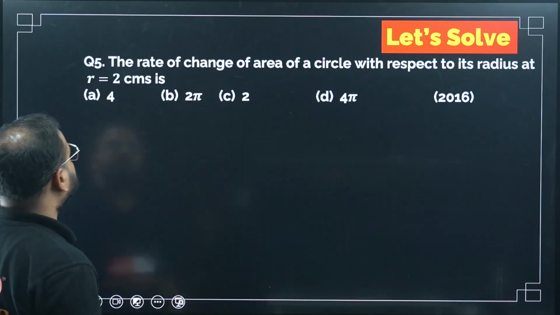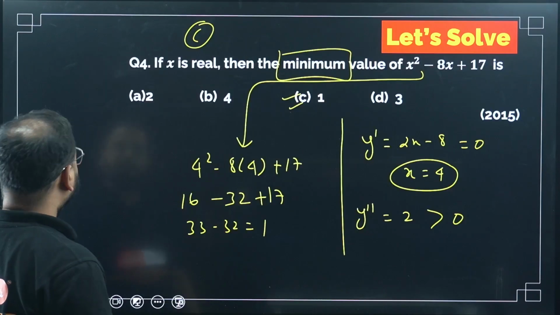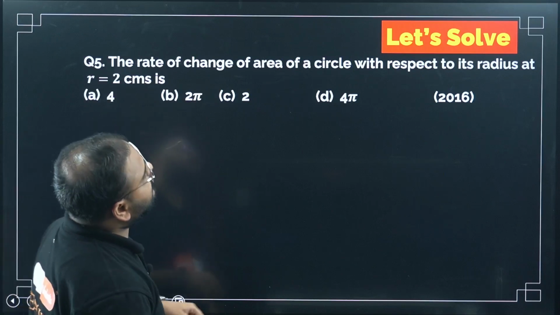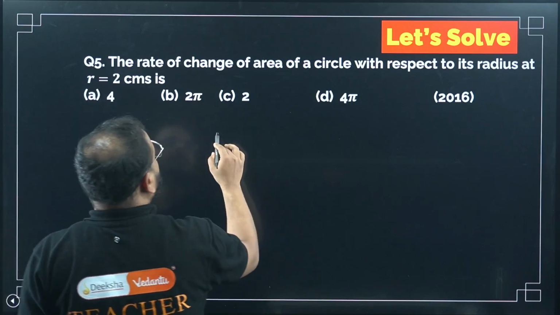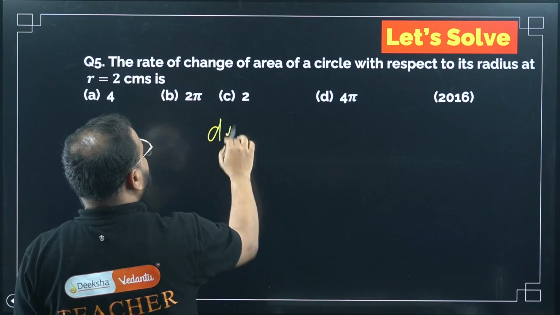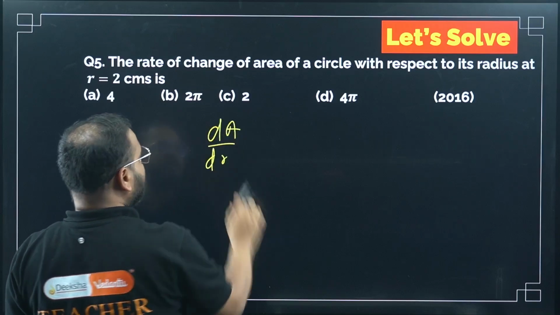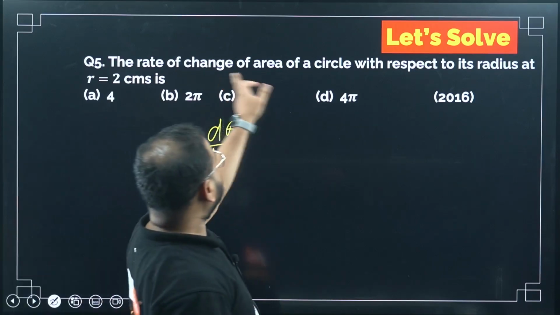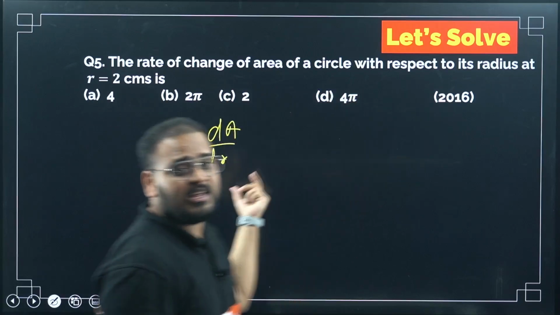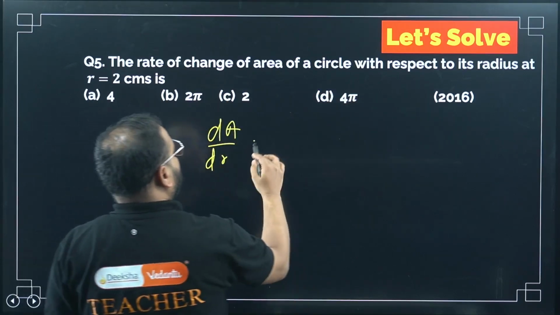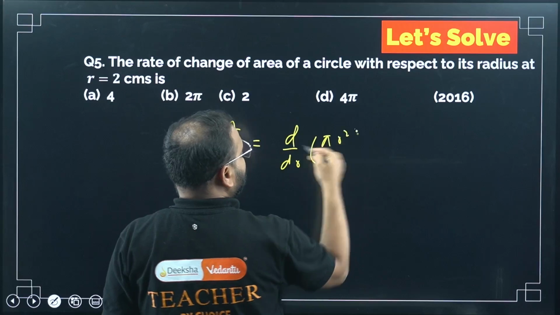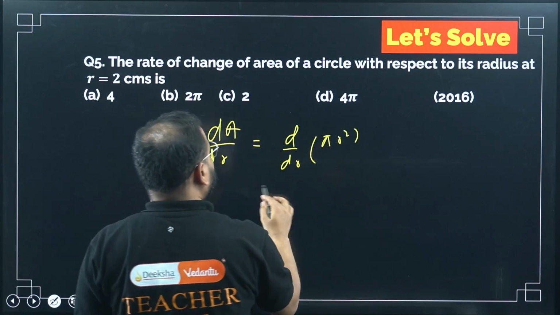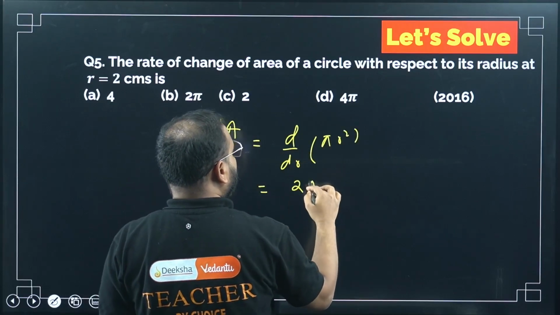Okay, chaliye. Question number 4 is done. Fifth one. The rate of change of area of a circle with respect to its radius r is given. Okay, so simple, sir. They're asking us what? dA by dr, not dt. Please check here. Rate of change of area with respect to what? Its radius. So dA by dr they're asking. So write like this, d by dr. What is area? Pi r square. Differentiate it. I'll get 2 pi r.